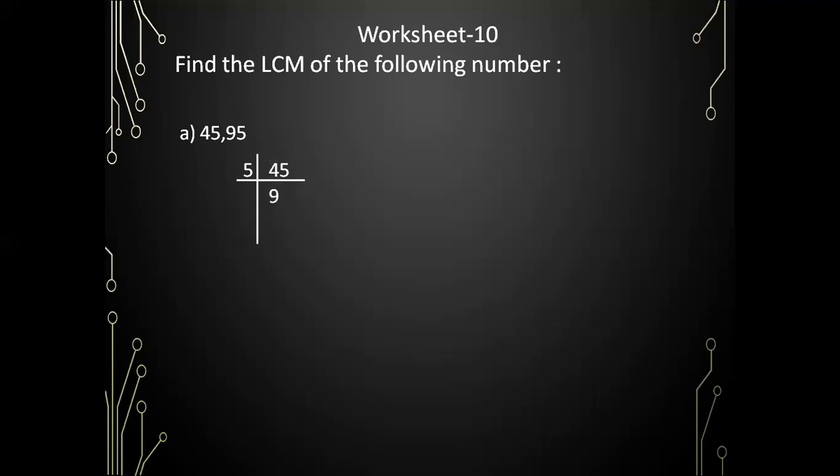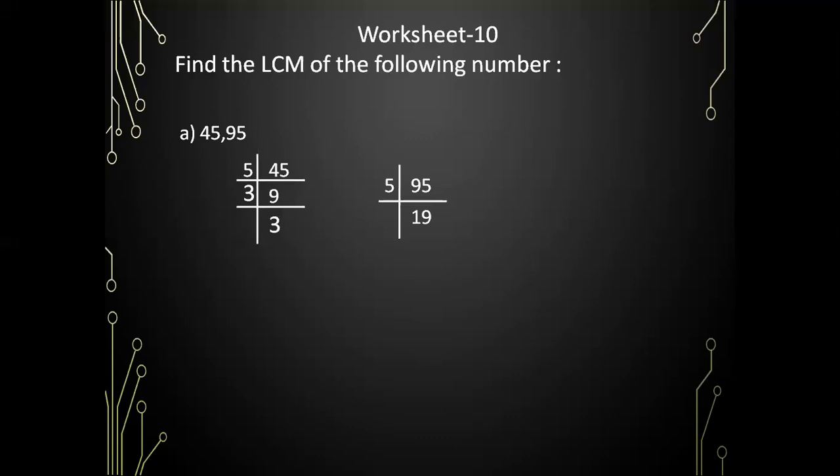And again, this number 9 is divisible by the prime number 3. Once you divide, the quotient is 3, which we'll take in the next step. Once you reach the prime number, we'll stop our factorization. Let's divide 95. 95 is divisible by the prime number 5. The quotient is 19, that will be in the next step. Here 19 is a prime number, so we'll stop our factorization.